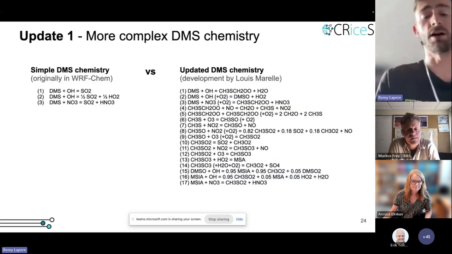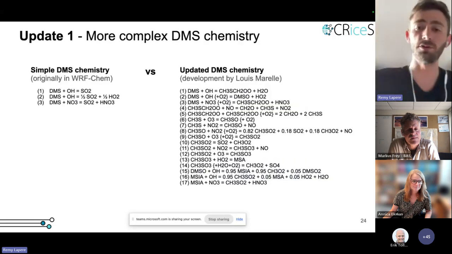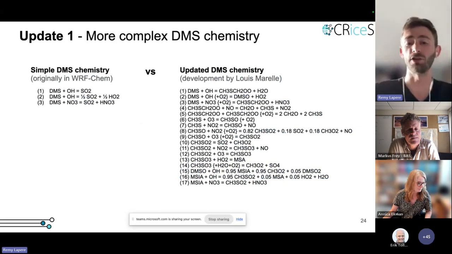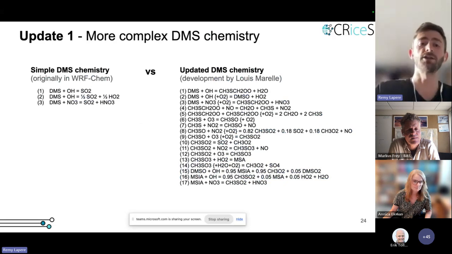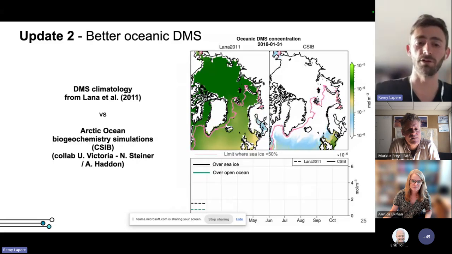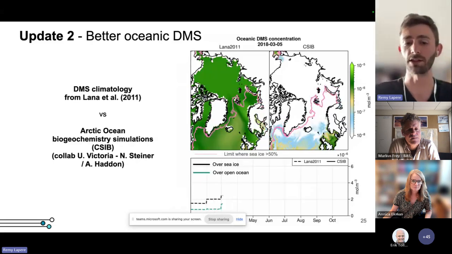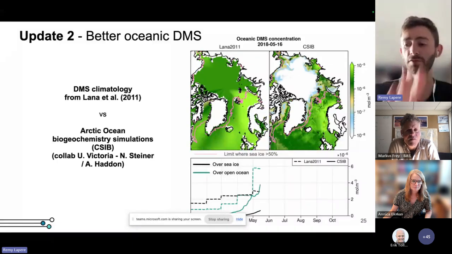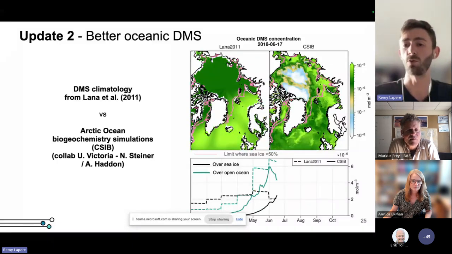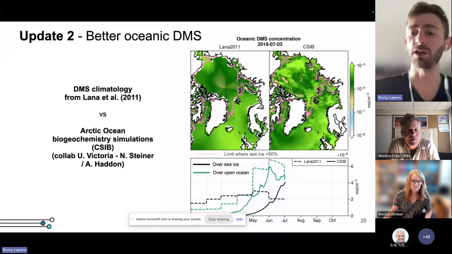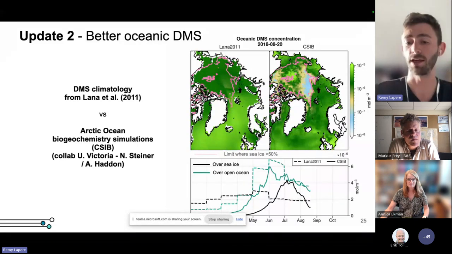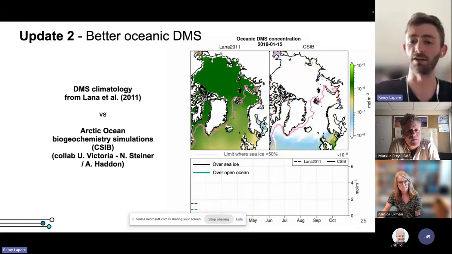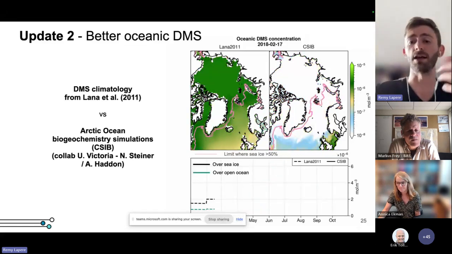So we went ahead and updated our models on these 2 fronts. There was a development made by Louis last year, where we moved from 3 reactions to a set of 17 more complex reactions. And at the same time, through a collaboration with our colleagues from the University of Victoria, Nadia Steiner and Antoine Adon, we replaced this climatology that gave us monthly values, not very Arctic specific, with detailed biogeochemistry simulations of the Arctic Ocean. And so we get a much more detailed view of how much DMS is in the ocean and a more detailed view of how it acts in the atmosphere.